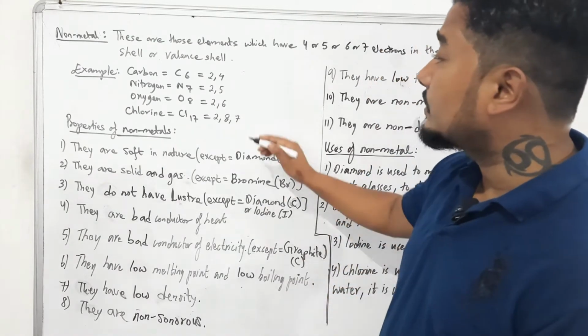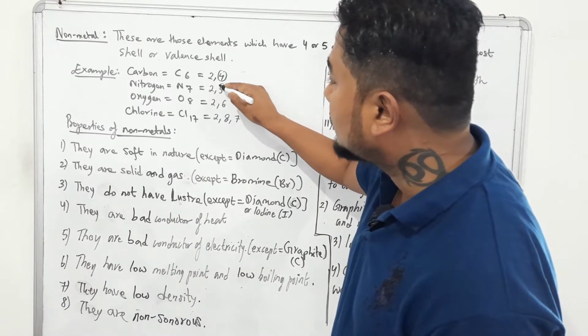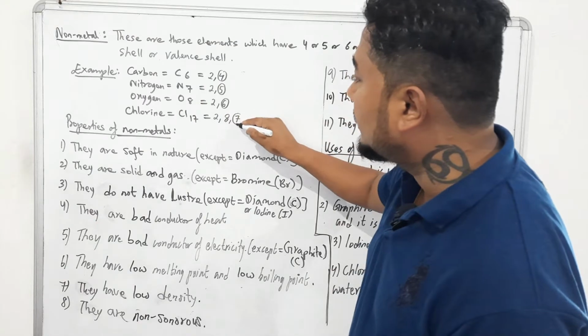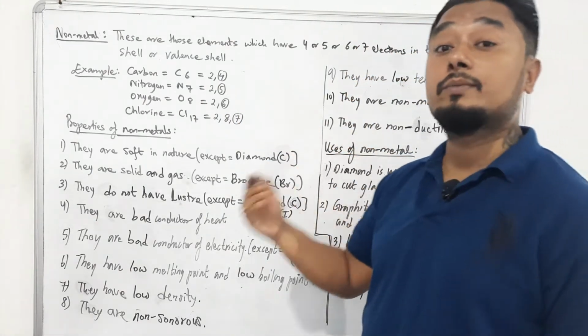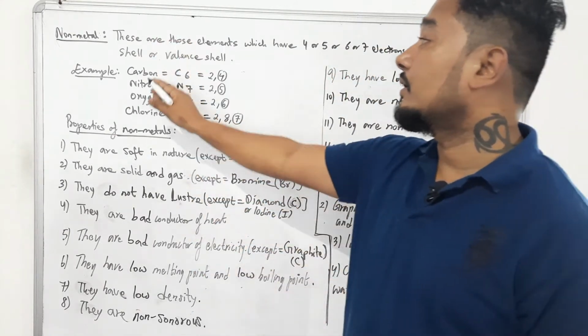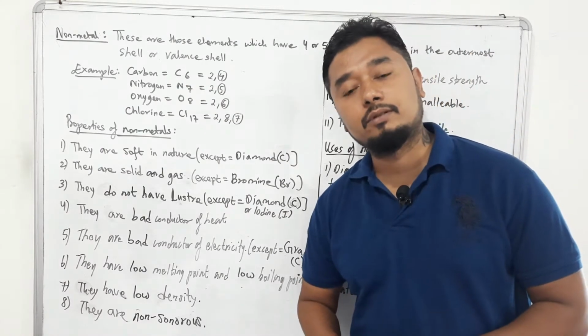Now if you see the electronic configuration properly, the one which has 4 electrons in the outermost shell, or 5, or 6, or 7 in the outermost shell, that is the valence shell, is referred to as non-metal. So these all come under non-metals. Also, you understood the definition and examples, students.